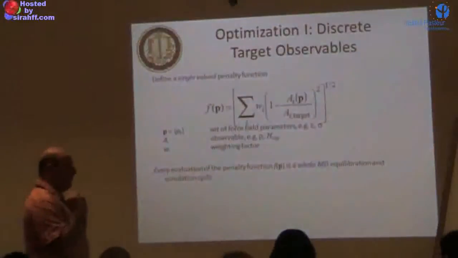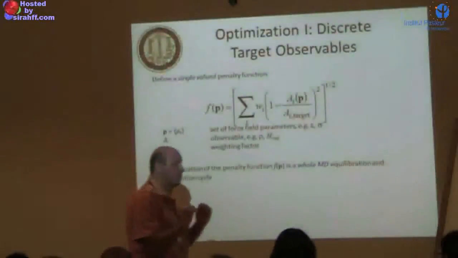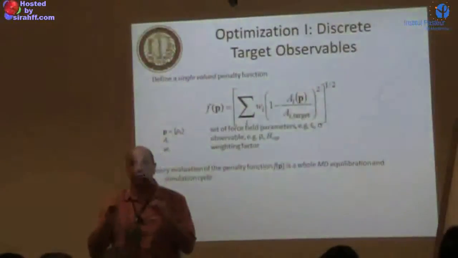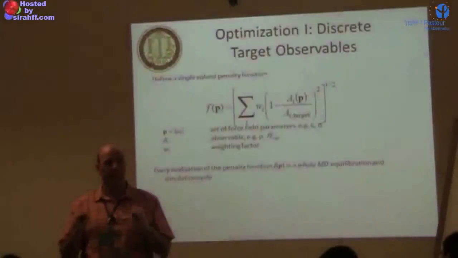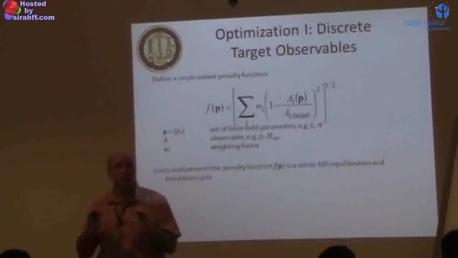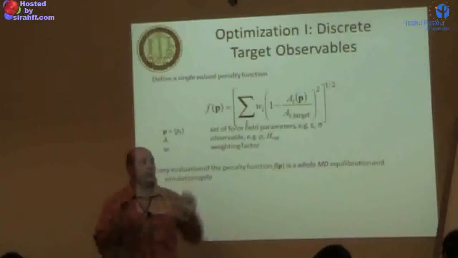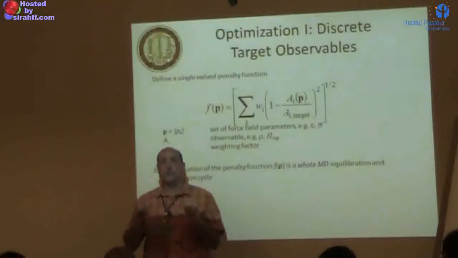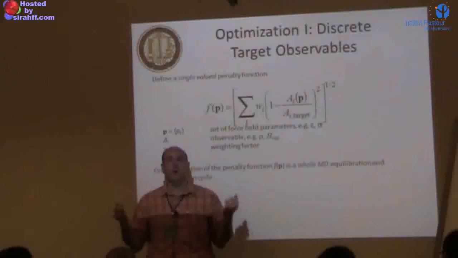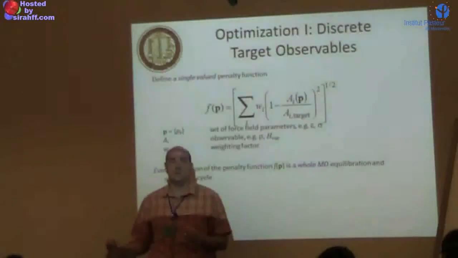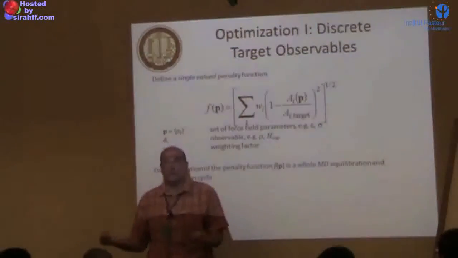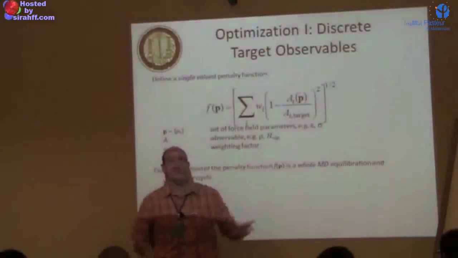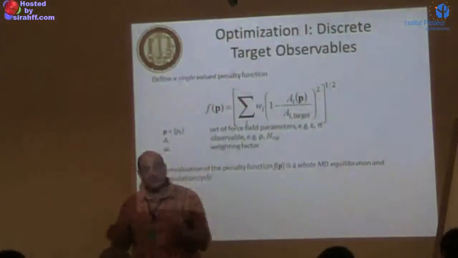Every evaluation of this penalty function is a whole equilibration, simulation, and analysis. Is there any way to have an analytic way to calculate this function? Because, okay, we have these parameters, we get this result. Okay. So that's what you know.